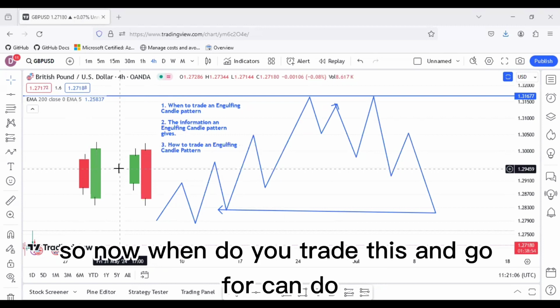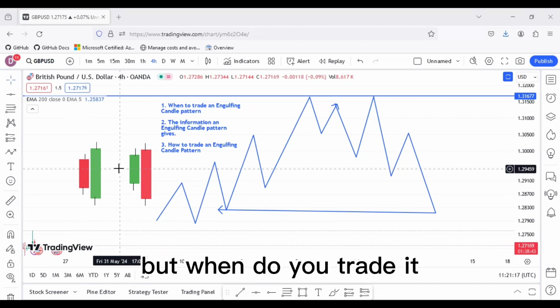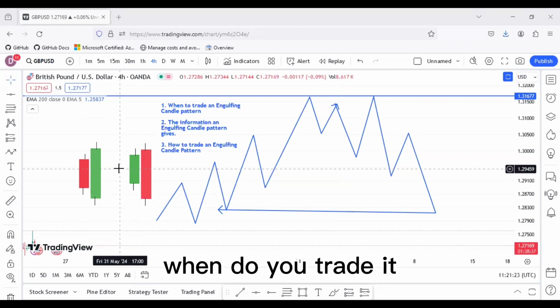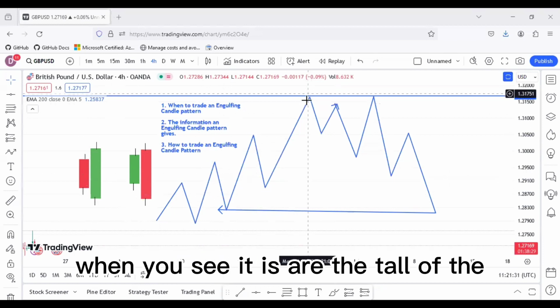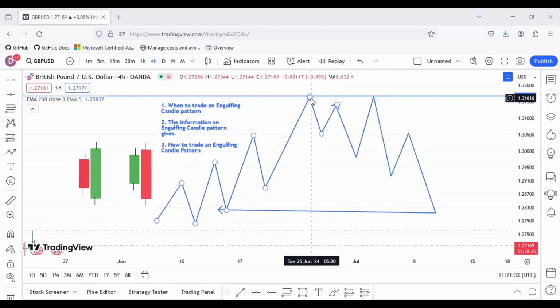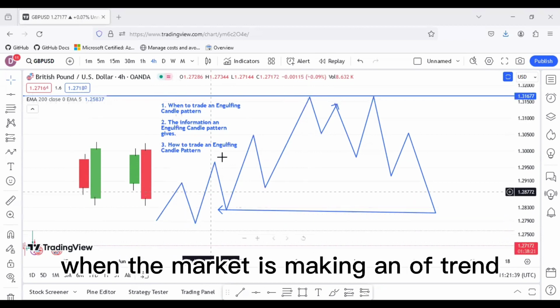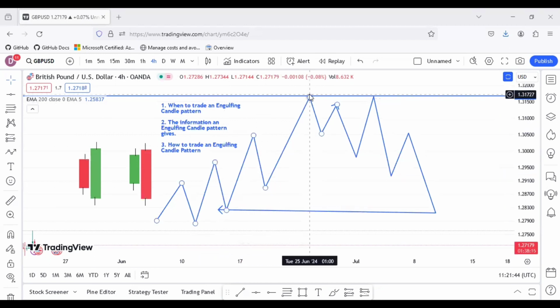So now, when do you trade this engulfing candle? Do you just see this engulfing? You'll see this engulfing candle in many places on the chart. But when do you trade it? Is it every time you see it that you go to trade it? No. When you can trade an engulfing candle is at the top of an uptrend, when the market is making an uptrend: higher highs, higher low, higher highs, higher low, higher highs.